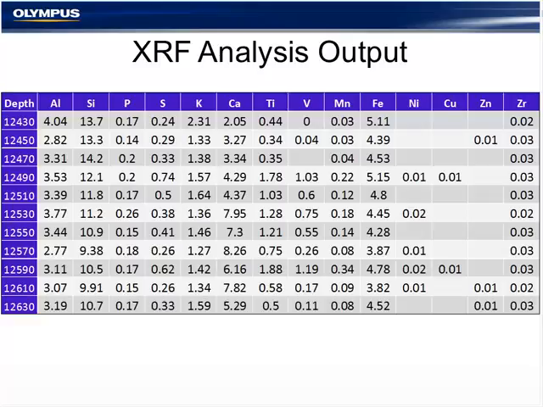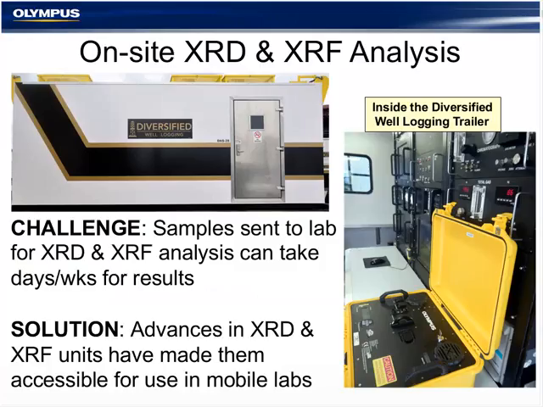So not only do the Olympus XRD and XRF instruments provide fast analysis, but having them on-site eliminates the time involved to send samples to an outside laboratory. This puts the information in the operator's hands almost immediately, allowing them to make decisions in real time.